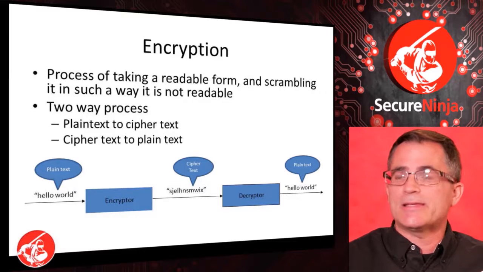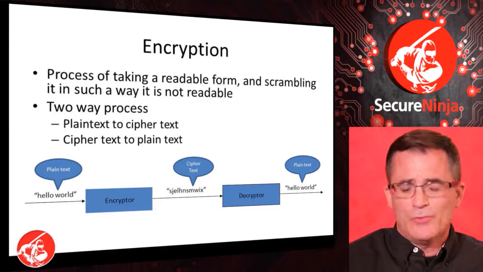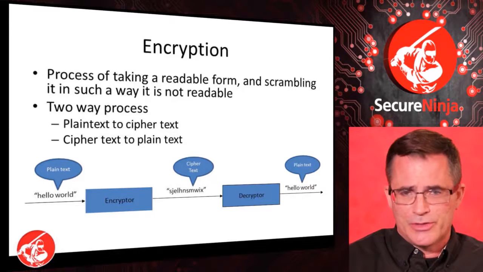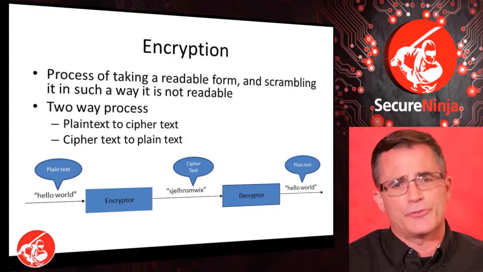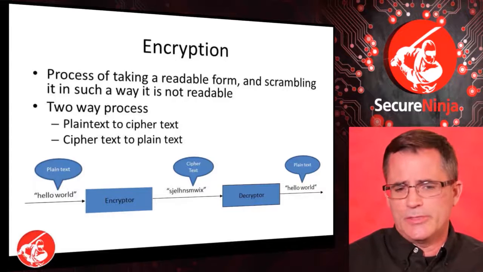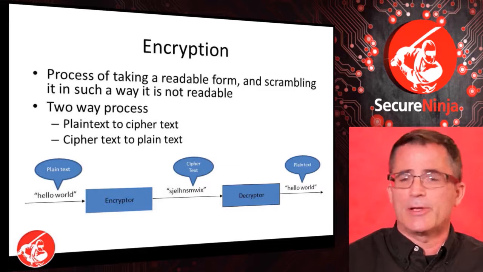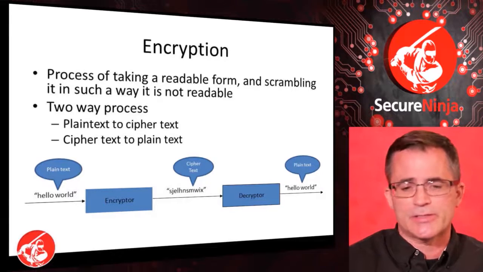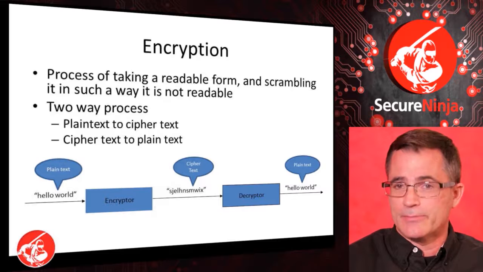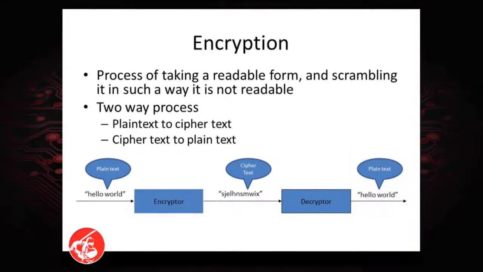Encryption. It's the process of taking a readable form and scrambling it in such a way it's not readable. Remember, as red team hackers, we don't need to know all the mathematics that goes into encryption. By all means, there's plenty of references for you to know that. We just need to know the basics. And encryption is a two-way process. It means we take plain text or clear text and we convert it to ciphertext. So plain text to ciphertext, and then ciphertext back to plain text again. That's our two-way process. Goes into an encryptor, comes out ciphertext. Goes into a decryptor, comes out plain text.